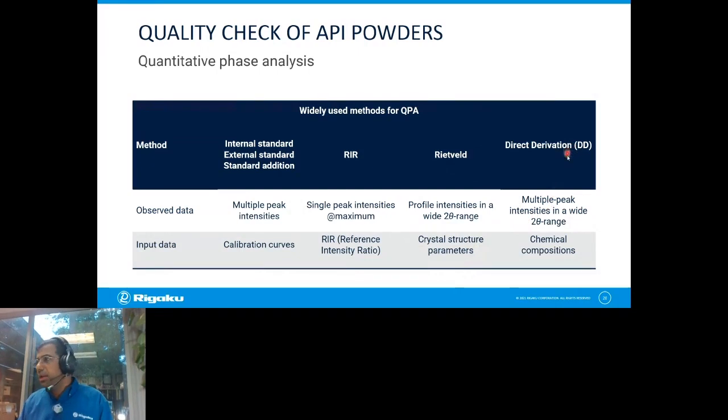I would also like to spend a few slides on Rigaku's newly developed direct derivation method. Dr. Hideo Toraya has been spearheading this method, where using chemical composition, basically the chemical formula, multiple peak intensities in a wide range of 2 theta can be assigned to each phase and can be ratioed. So the idea is this method doesn't involve any database entries. You can give the chemical formula to the known phases, and then any mixture of these phases can be quantitatively determined.